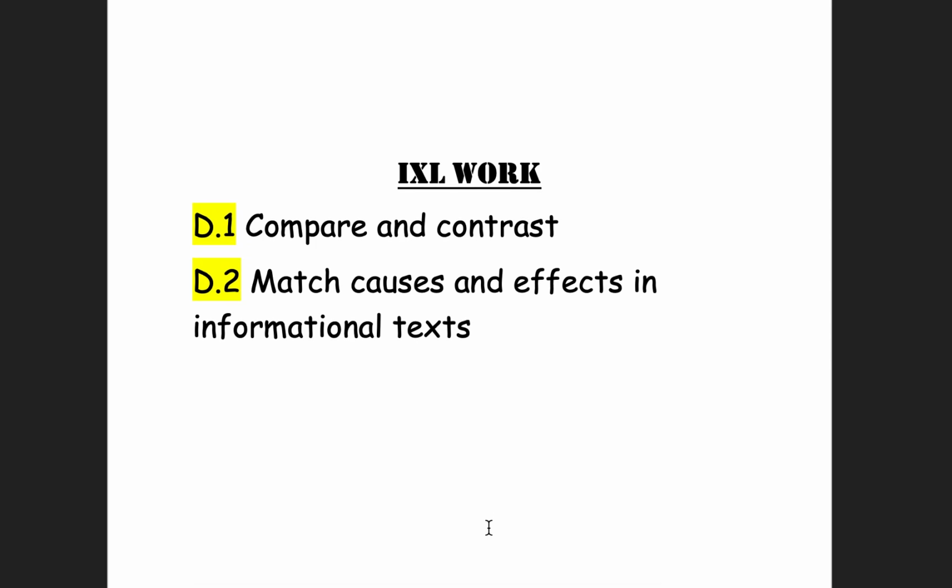Now, the second part of this packet is IXL work. So you're going to go to IXL and you're going to find D1, which is compare and contrast, and you're going to also complete D2, match causes and effects in informational texts. So these things are directly tied with the Titanic unit. And you have to practice these skills because it will allow you to become more discerning readers, meaning when you read something, you won't automatically believe what you're reading, which is really, really important, and especially in this day and age with everything going on.